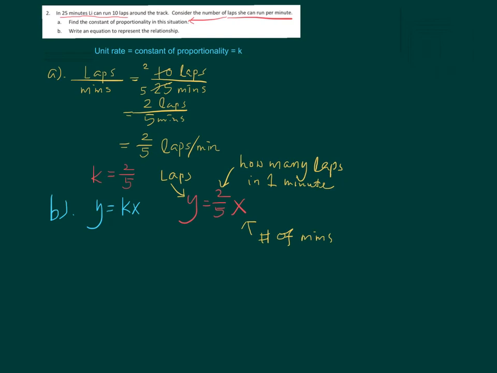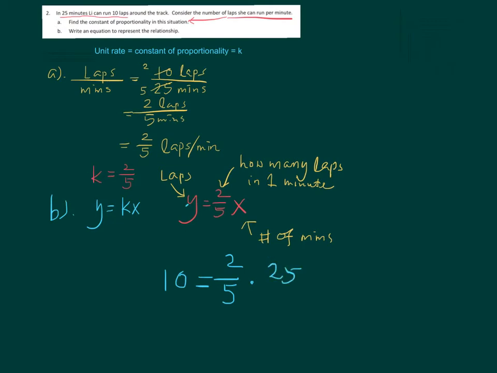Okay, so I want to check my answer here. I'm just going to plug in the original numbers to check whether my equation is really y equals 2/5 x. So when you look back, in 25 minutes, Lee can run 10 laps. So if laps is y, that means your equation is 10 equals 2/5 times, now x is the number of minutes, which is 25.